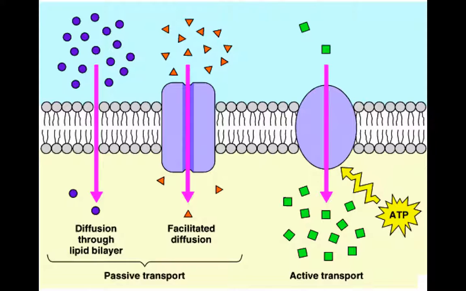So our passive transport is diffusion, just moving through the membrane, facilitated diffusion using a protein channel, but still moving from high to low concentration, and then finally active transport, which is just moving against the concentration gradient, and it needs energy.